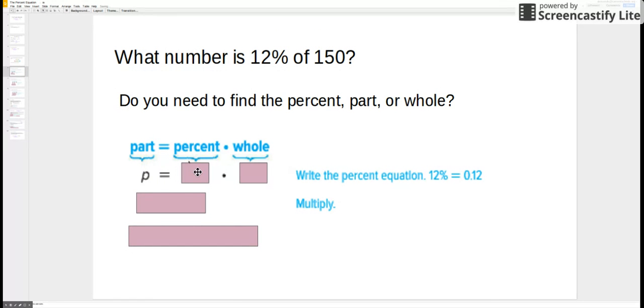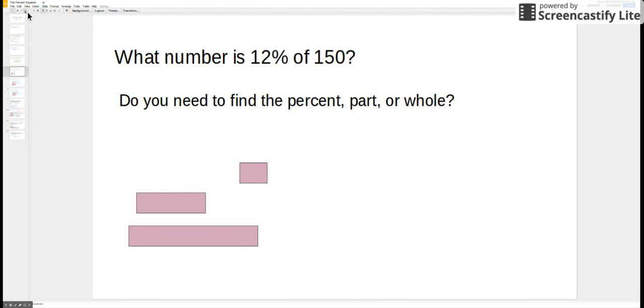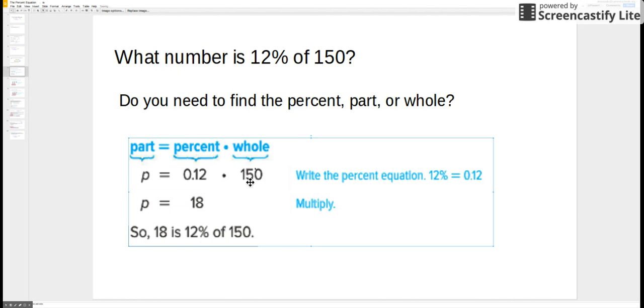So part is equal to percent as a decimal, so move it over 2 places to the left, so it's 0.12 times 150. Oh, I just erased the whole thing by accident. Undo, sorry. All right, times 150. All right, so once you have this, the percent equation, you just solve. 0.12 times 150 gets you 18. So 18 is 12% of 150. Okay, I didn't do anything fancy here. All I did was multiply the percent as a decimal times the whole to get the part. So much easier than making proportions.